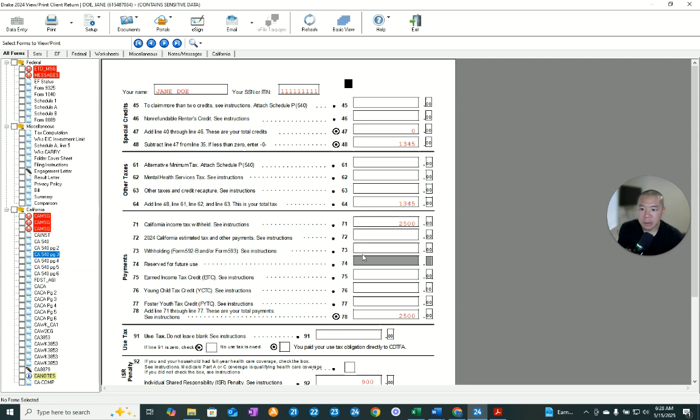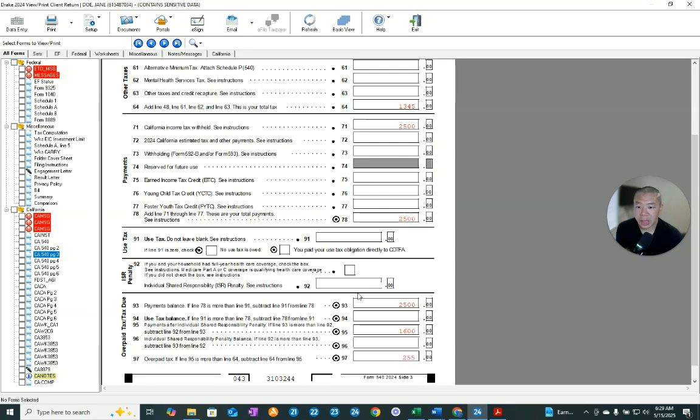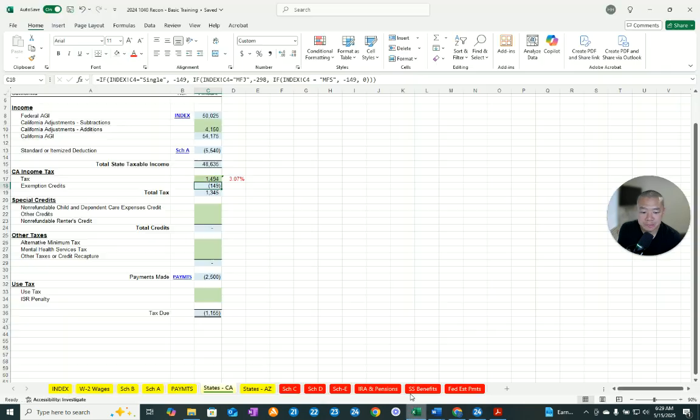And then we paid $2,500, so we should get a refund. However, California has the penalty for not having health insurance. If you didn't have any health insurance, in this case, this person pays an extra $900. So that would go down here, IRS penalty, and they still get a refund of $255. If they did have full coverage of health insurance, that would be gone, so they would get a refund of $1,155.